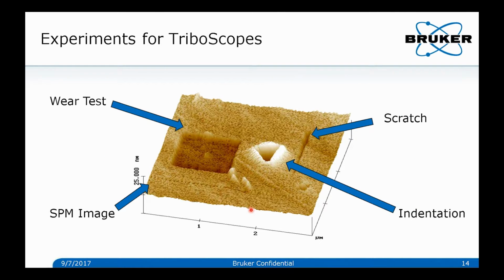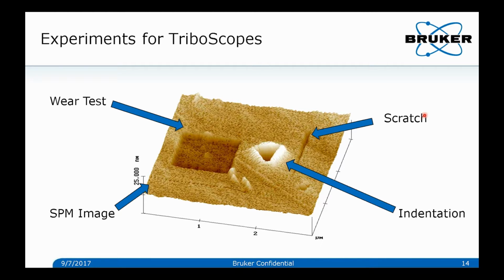This image here shows all the different modes of testing that we can do with the TriboScope. We talked about indentation and measuring hardness and modulus. We can also do a wear test, where you're actually imaging the surface, but instead of applying a low force just to follow the topography, you're actually applying a much higher force to push down and wear away material as you go. So you can do this to characterize wear volumes or scratch-resistant materials.